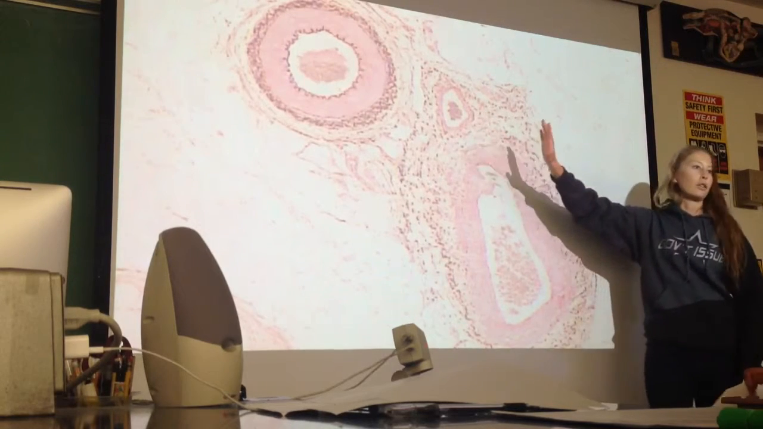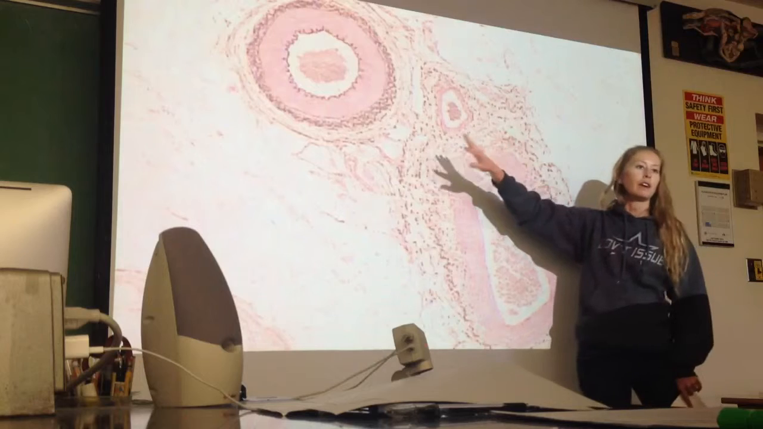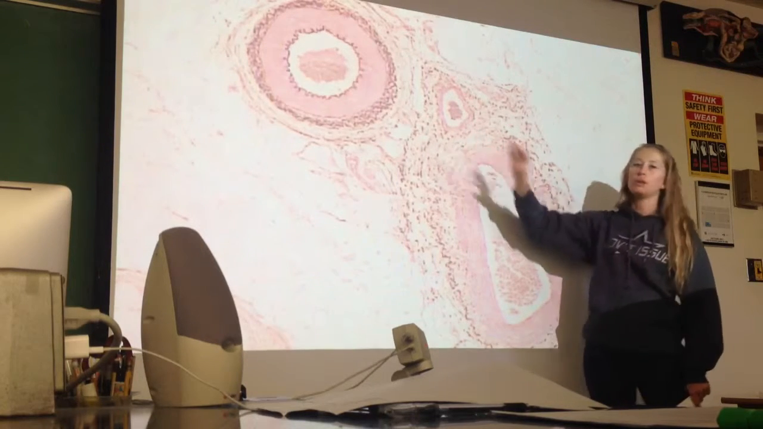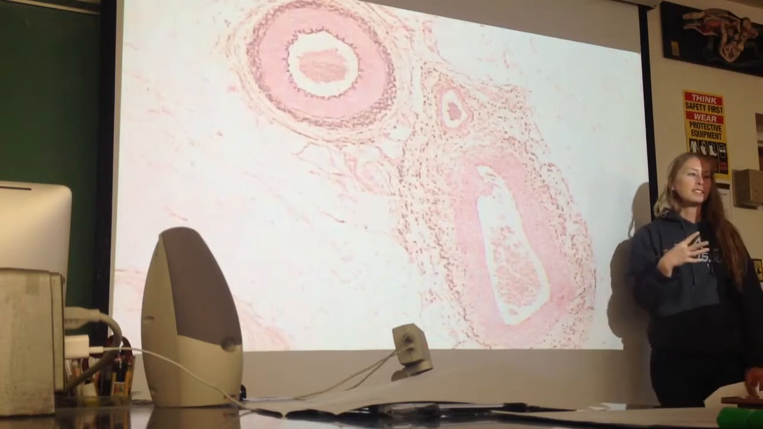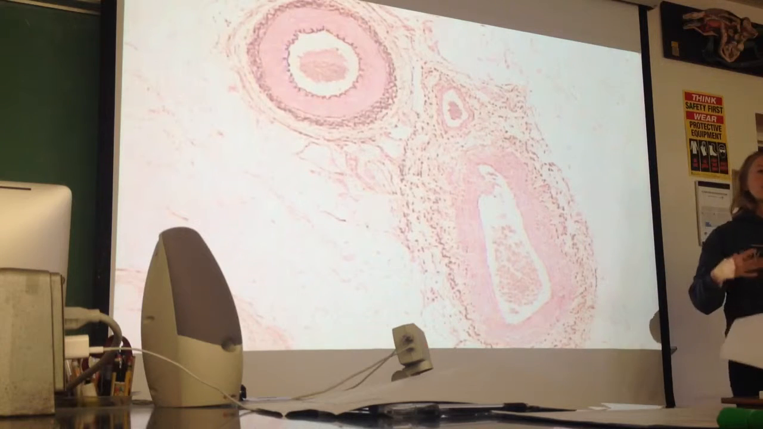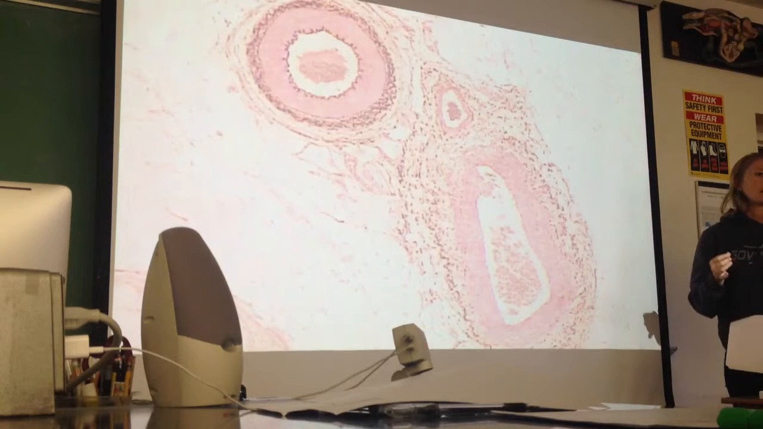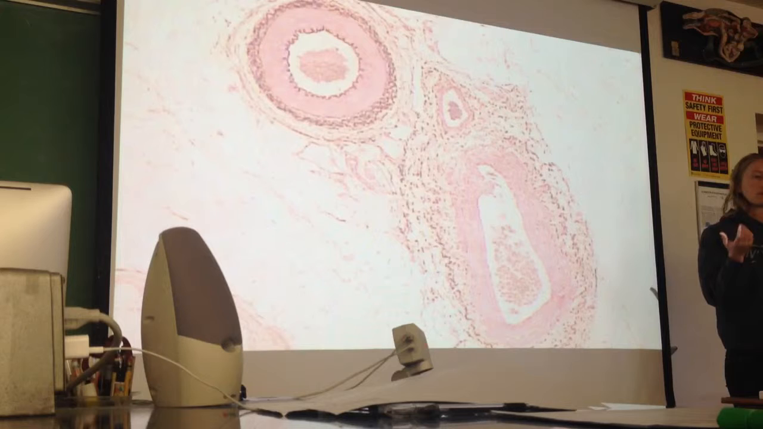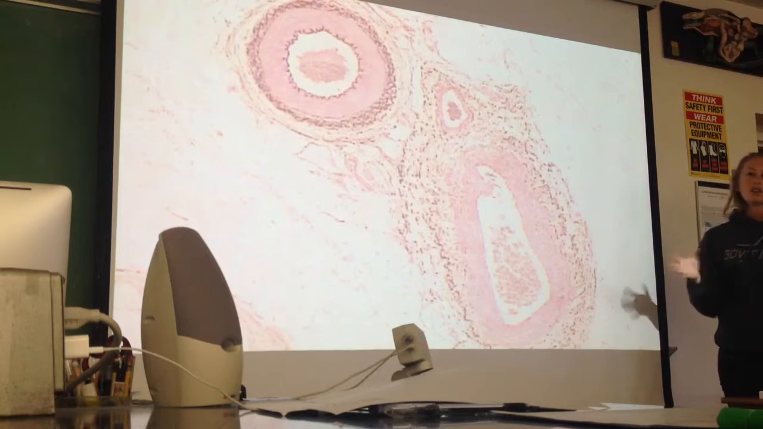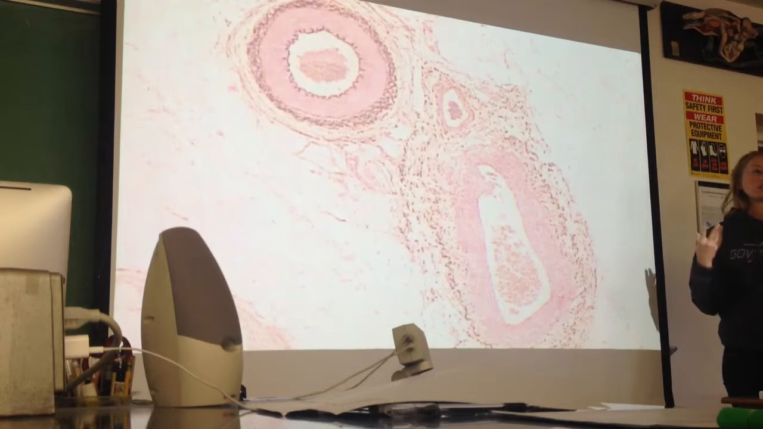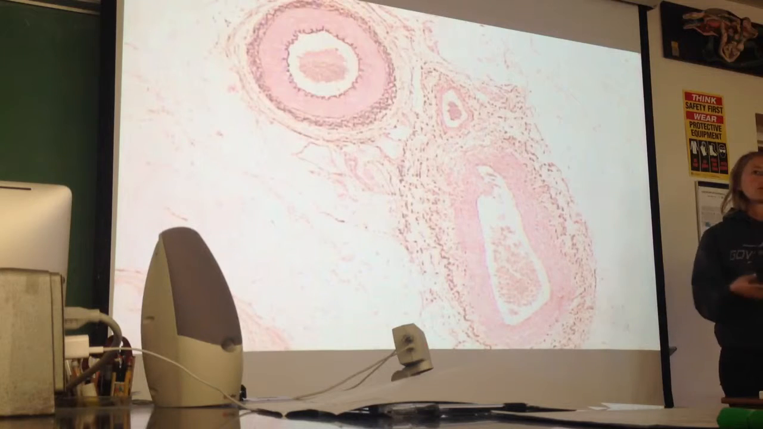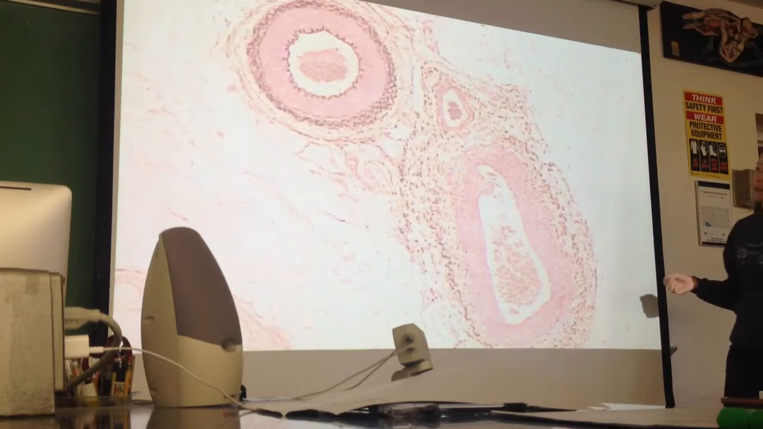That wouldn't be tested at all though. You're not responsible for knowing arterioles or venules. They're too small, and when you get that close to the capillary beds, the arterioles and venules are actually very similar in their wall composition. So we don't get enough detail at that level to really decipher whether it was an artery or a vein. But we do need to know capillaries.